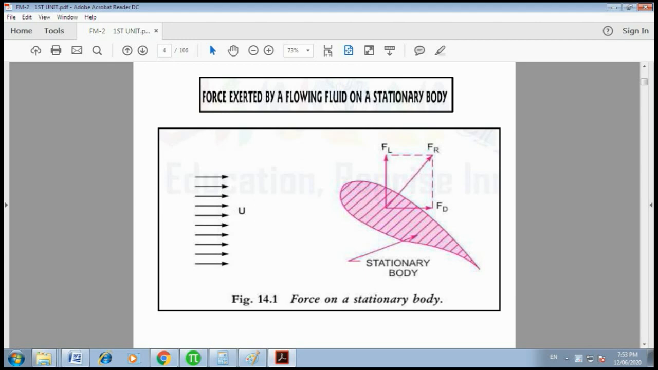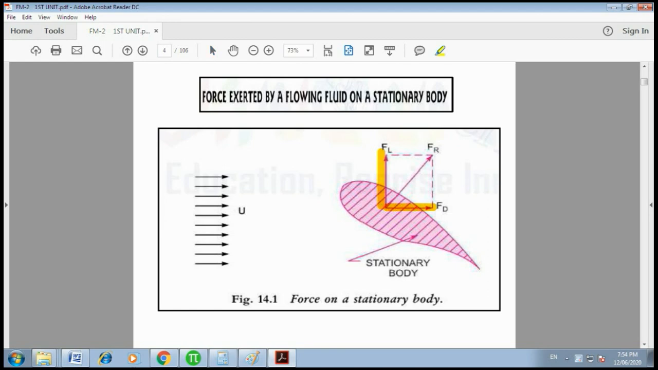Now if we calculate that total force and resolve it into horizontal and vertical components, then its horizontal component is called the drag force and its vertical component is called the lift force. So this is the lift force, and this is the drag force.